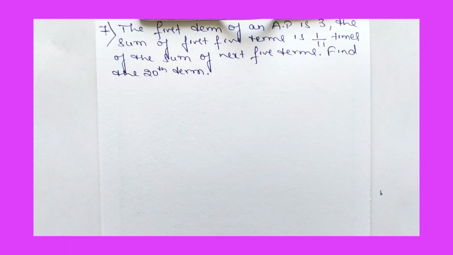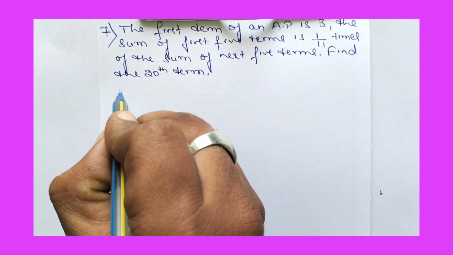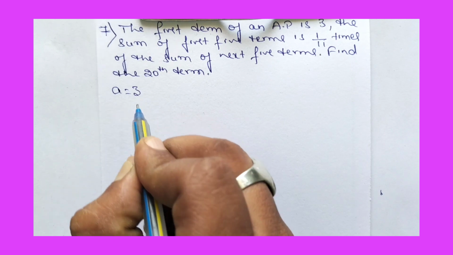Hi everyone. So in this video we are going to continue arithmetic progression extra questions. Previously we have solved up to 6 questions. Now let us solve from the 7th question. The 7th question is: the first term of an AP is 3. So according to the question, a is equal to 3.